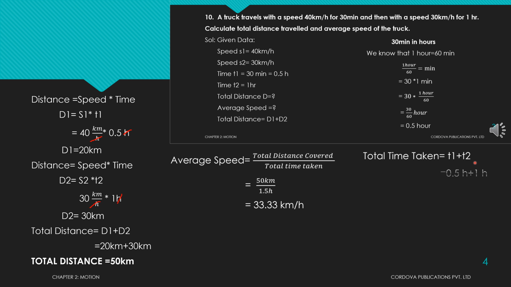Time T1 plus T2 is 0.5 hours plus 1 hour. See here, T1 is 0.5 hour and T2 is 1 hour. So when you add both, you will get 1.5 hours. Just substitute 1.5 hours in place of total time taken. Now if you divide it, you will get 33.33 kilometer per hour. I hope you understood this.